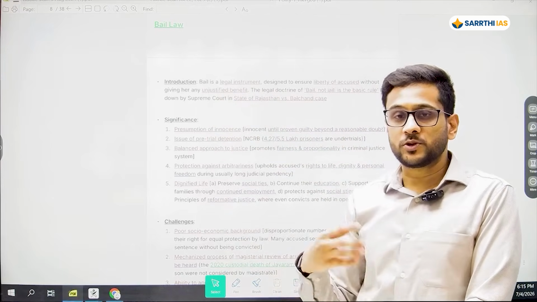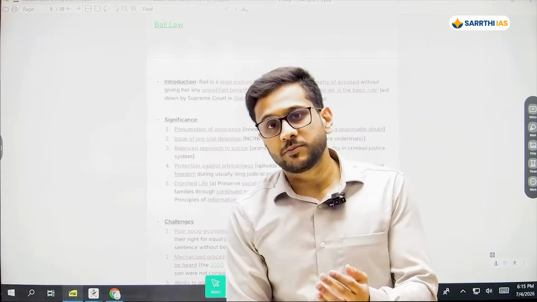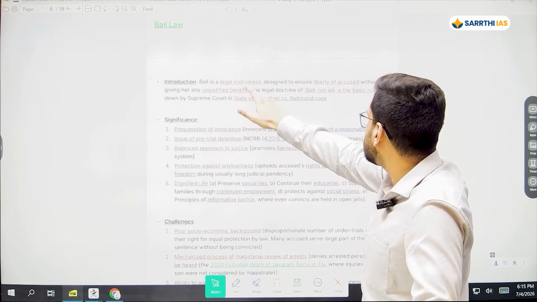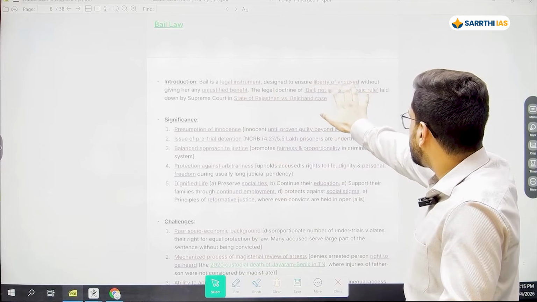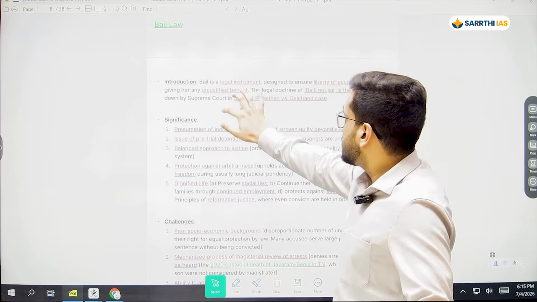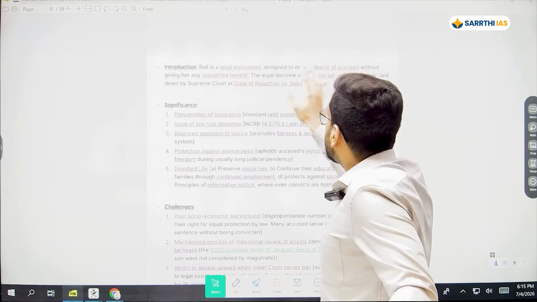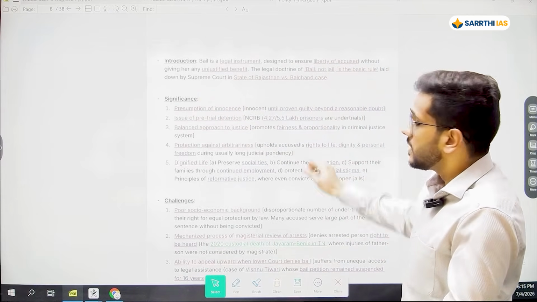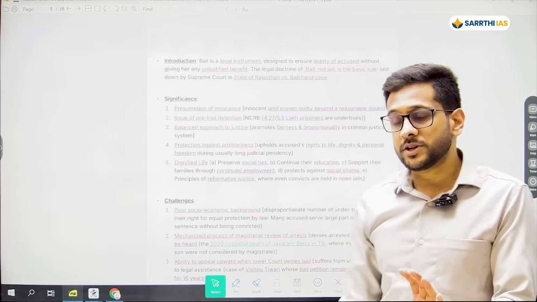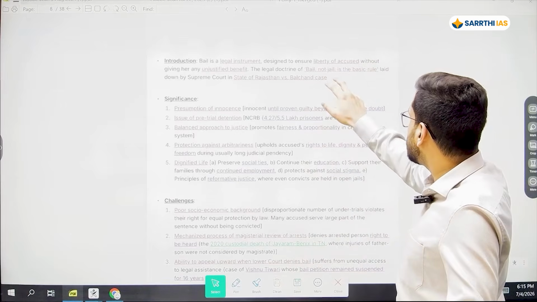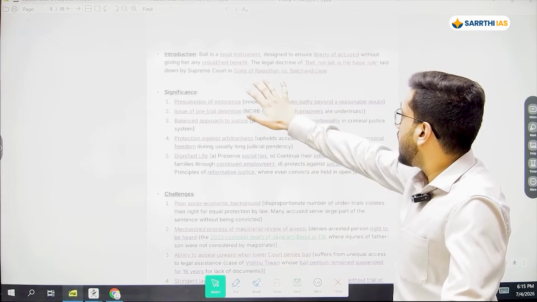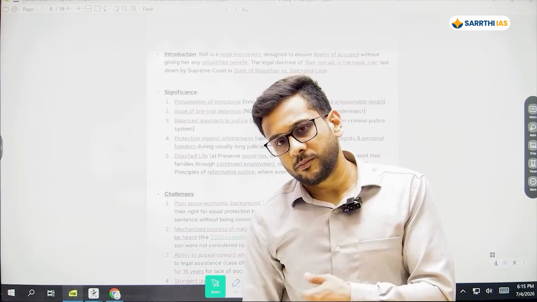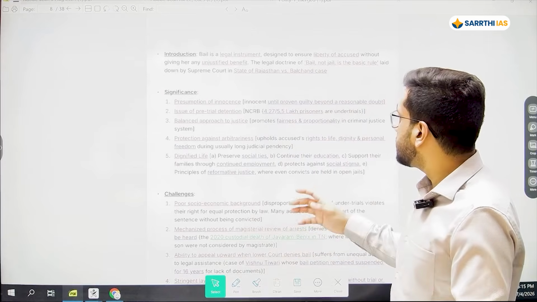In my next notes, which I have refined to revise just before the mains examination, I will note down only these keywords, like it is a legal instrument, it is related to the liberty of the accused, so that it is without giving any unjustified benefit. Then this is one quote, a legal doctrine mentioned by the Supreme Court, that bail, not jail, is the basic rule. And I will mention the Supreme Court judgment in my micro notes, which I will revise just before the mains examination.